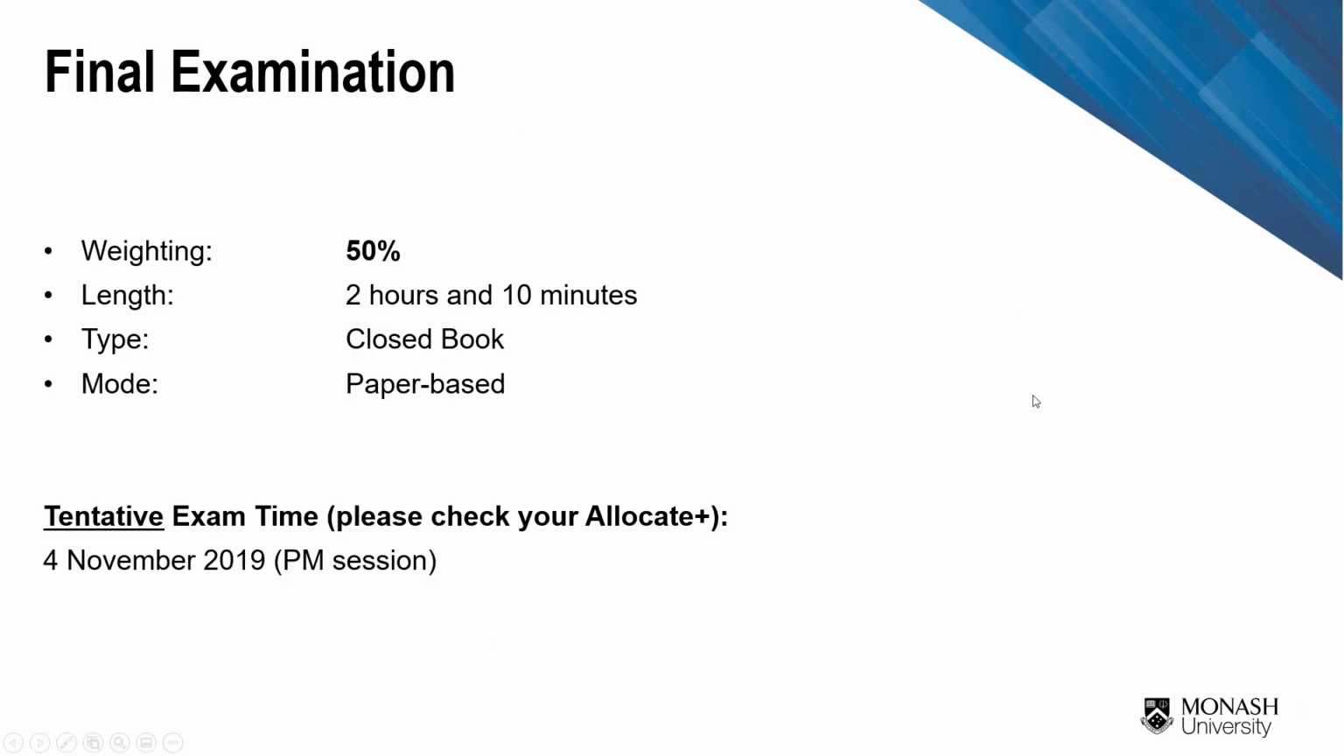Now, the exam is 50%. And be reminded that this is a hurdle unit. Hurdle unit means that you need to pass the exam. So you need to get 25 out of 50% in order to pass the course. Even if you get more than 50% overall but you didn't pass the exam, you have actually failed the course. So just remember that. The length of the exam is 2 hours and 10 minutes.